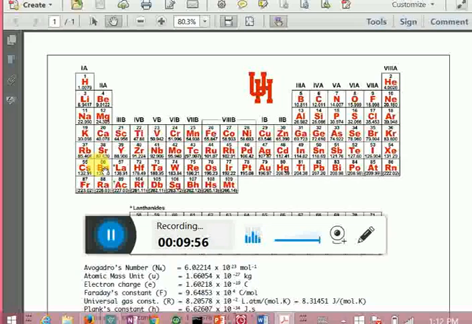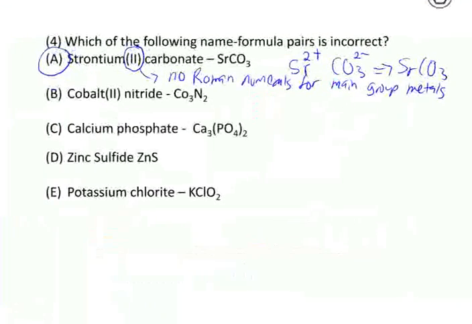So this is in the second column of the periodic table, which means that it's always going to be a +2 charge. For those main group metals, these two columns here specifically, group 1A, group 2A, we don't have to indicate the charge in parentheses in the name. It would just be strontium carbonate. Okay, so we don't have this. That's not supposed to be there.